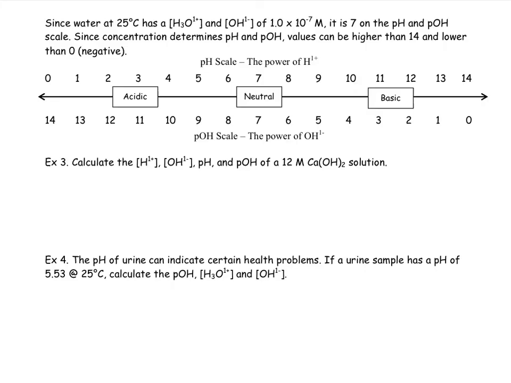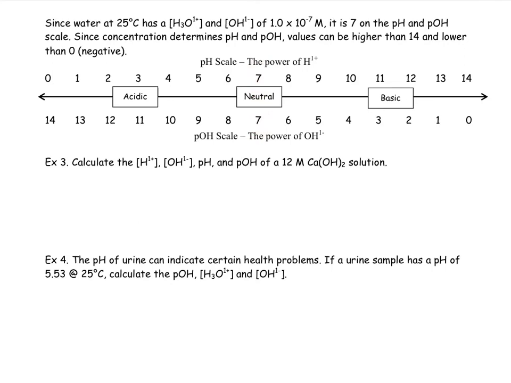Let's have a look at both scales. Since water at 25 degrees Celsius has a hydronium concentration and hydroxide concentration of 1 times 10 to the minus 7 moles per liter, it is 7 on both the pH and the pOH scale, because the negative log or the exponent changed to a positive value would be 7. That's why 7 is defined as being neutral.